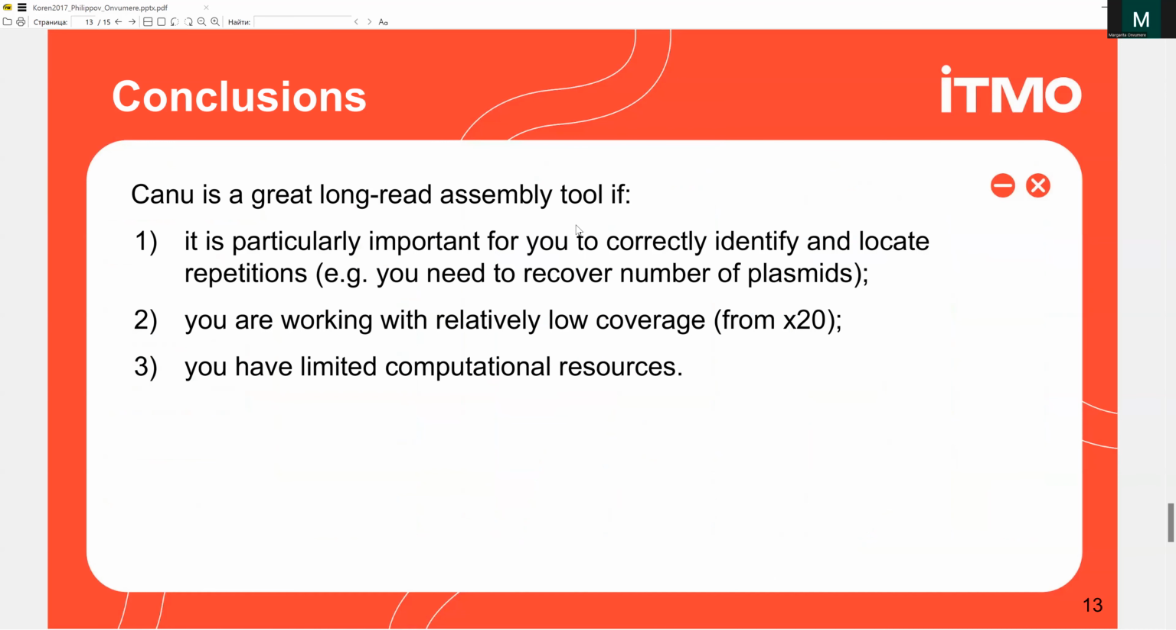So to sum up, Canu is a great long-read assembly tool if it is particularly important to correctly identify and locate repetitions. For example, you need to recover a number of plasmids. If you're working with relatively low coverage data, and if you have limited computational resources. That's it. Thank you for your time.